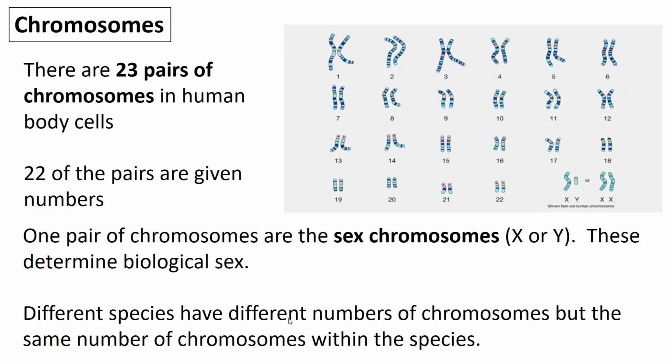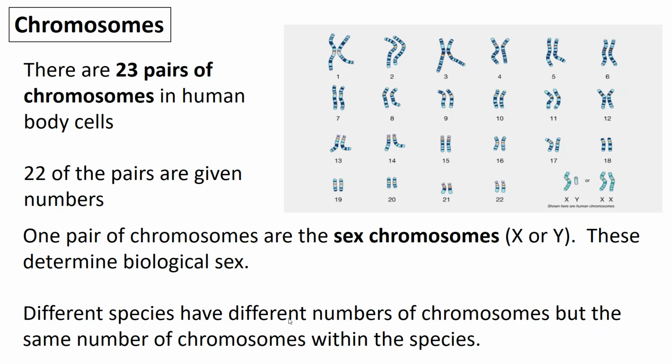And your DNA is organised into long molecules called chromosomes. And each individual chromosome is just made of a very, very long strand of DNA. And there are 23 pairs of chromosomes in human body cells. 22 of the pairs are numbered, and they're arranged in pairs because one comes from the mum and one comes from their dad. One pair of the chromosomes don't have a number, and that's because these are either X or Y chromosomes, and they are sex chromosomes.